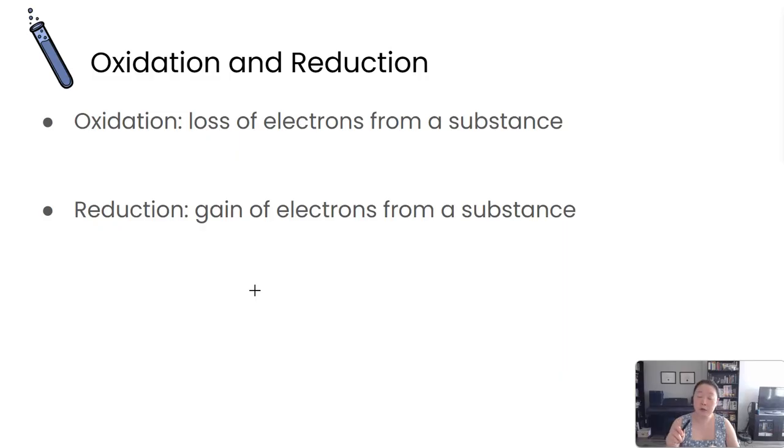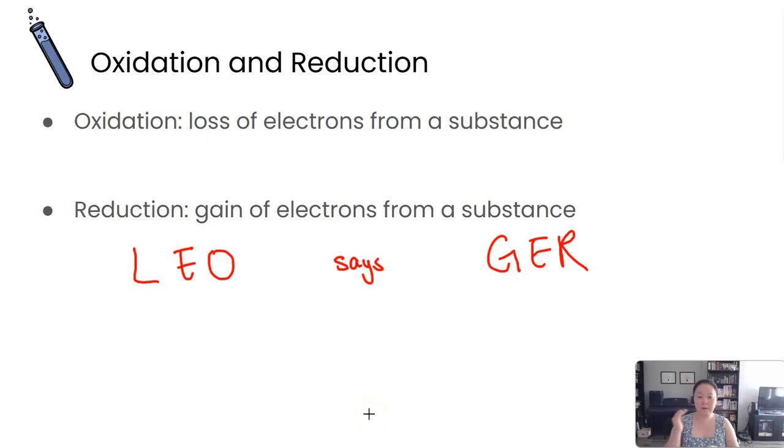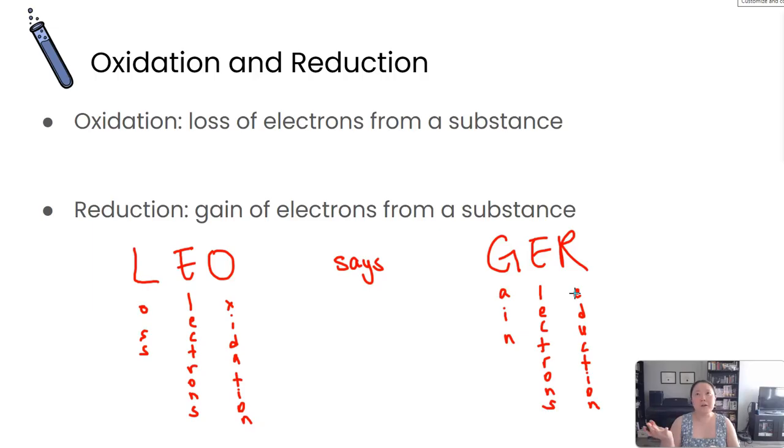There is a particular mnemonic that I like using to remember this, and trust me, I use this every single time I have to think about oxidation and reduction, because it's one of those weird things that I can't remember. And this is that mnemonic. So here it is. Leo says grr. Leo: loss of electrons is oxidation, gain of electrons is reduction. There are other mnemonics like oil rig, but I like this one better. Leo says grr.